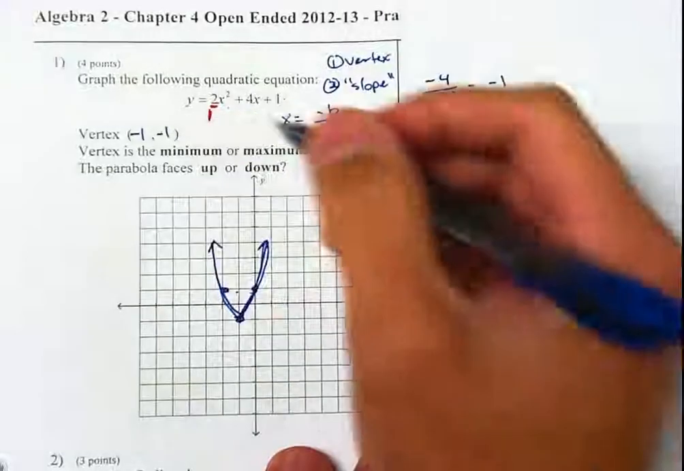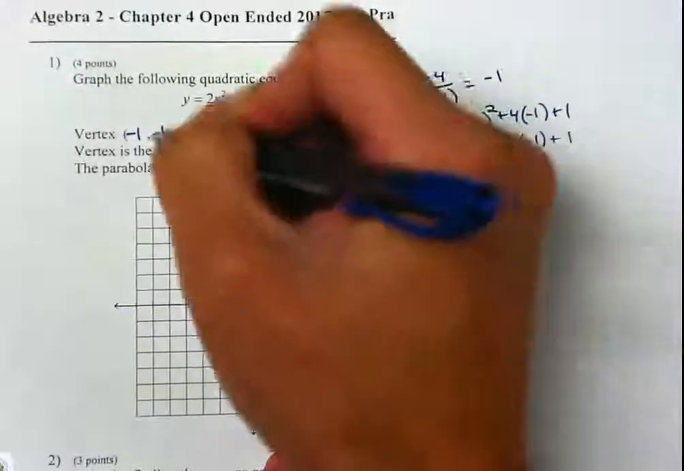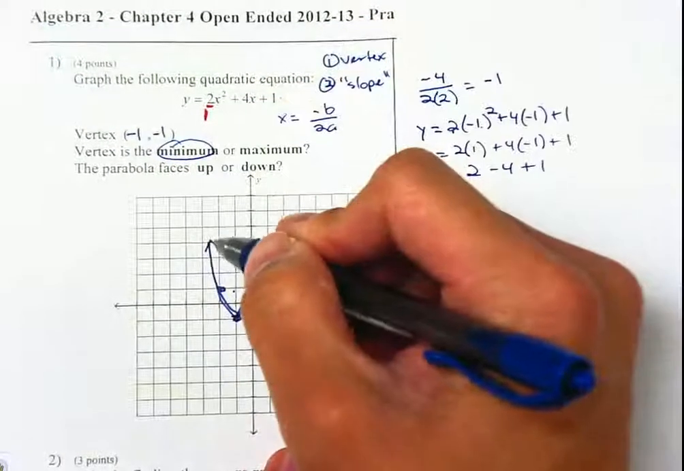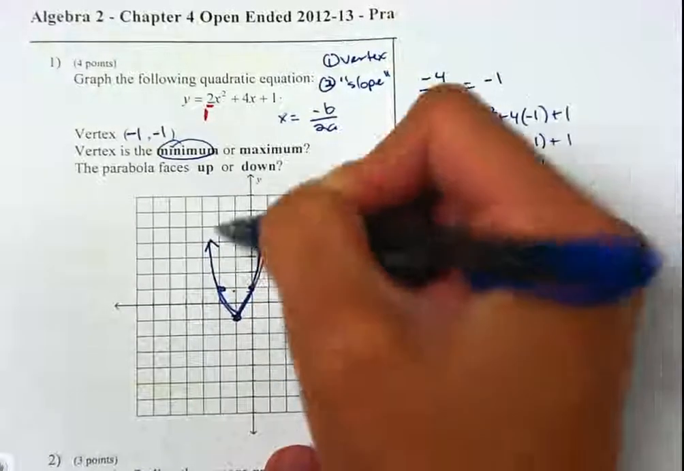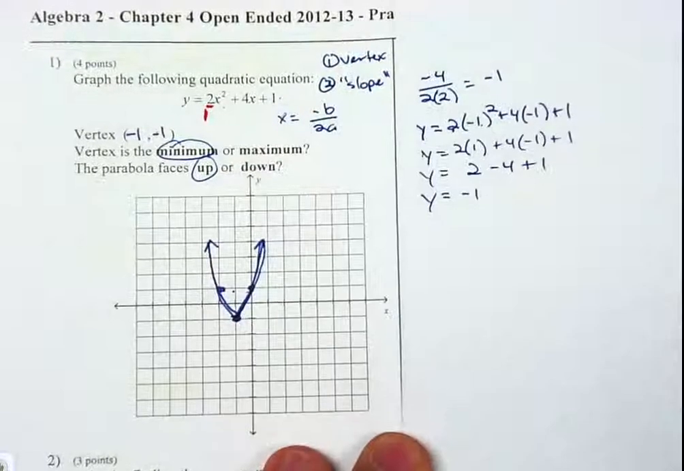And now we can see, is the vertex a minimum or a maximum? Well, it's at the bottom, so it's a minimum. Is the parabola facing upwards or downwards? Well, it is facing upwards. And there's our solution.